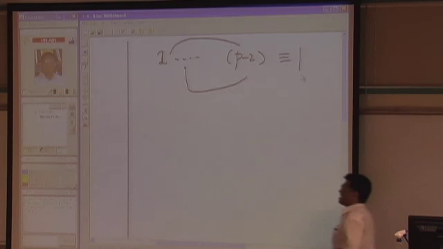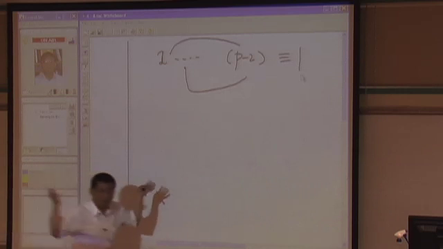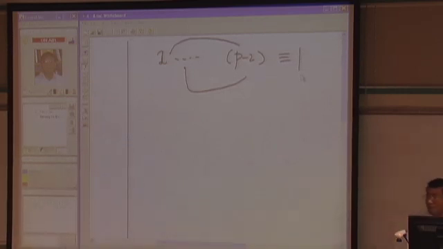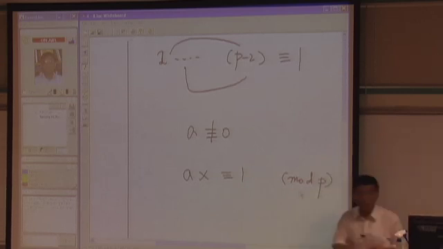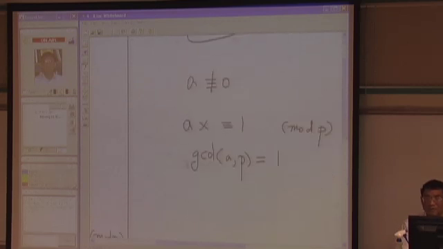Then final consideration. What if someone doesn't have a pair? You went to a party and there is no partner, right? In this number system, it doesn't happen. So assume that a is not 0, then a times x is congruent to 1 mod p has a solution. Why? The GCD of a and p is what? 1. And the mathematical expression of this concept is what? GCD of a and p equals 1 means ax plus py equals 1, for some integers x and y.